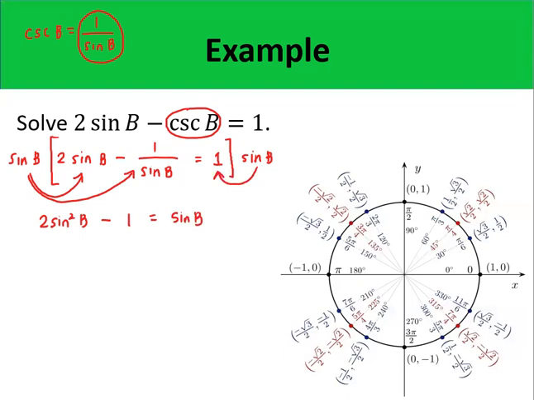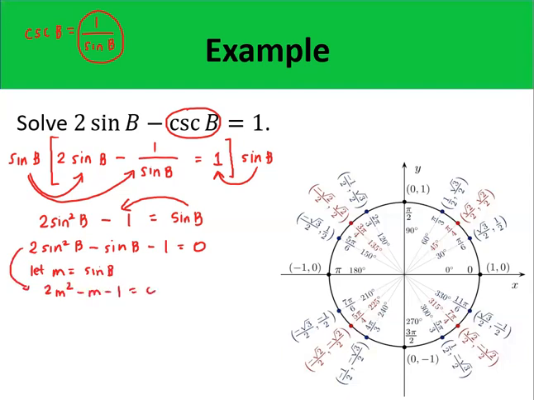Now observe that our equation contains only a single trigonometric function, which is sine of b. So now we can transpose sine of b to the left side, and we write 2 sine squared of b minus sine of b minus 1 is equal to 0. So similar to the previous problems, we can write this as a quadratic equation. So if we let m be equal to sine of b, we can write this as 2m squared minus m minus 1 is equal to 0.